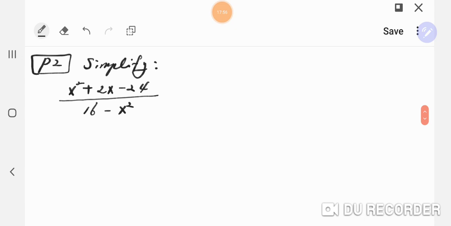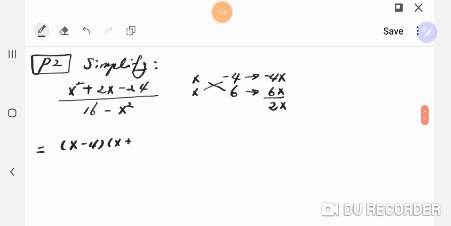Okay, the numerator, let's factor. When we simplify rational expressions, we have to factor each numerator and denominator. So the numerator is x times x. 4 times 6 is 24, and we put the negative sign. Our result sum should be positive, so why don't we put the negative sign on the lower number? So this product is negative 4x, this product is 6x, and the sum is 2x, which is the same as the second term. So the numerator will be x minus 4, x plus 6.